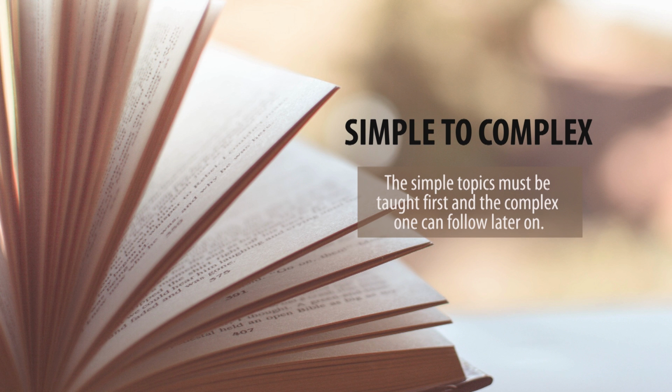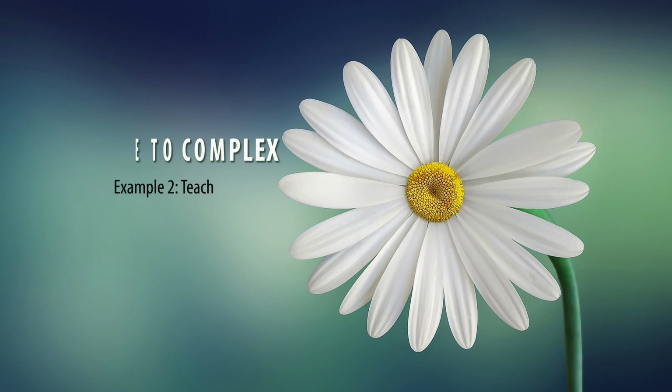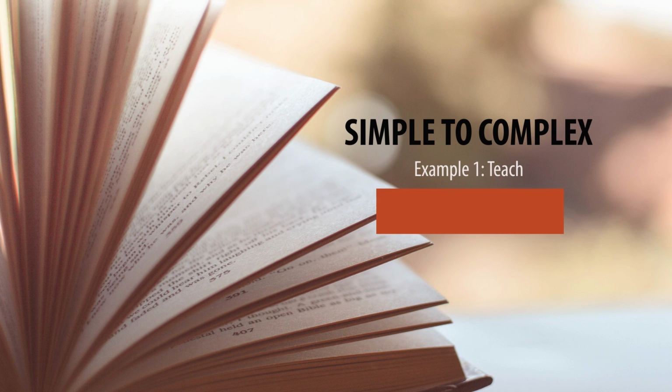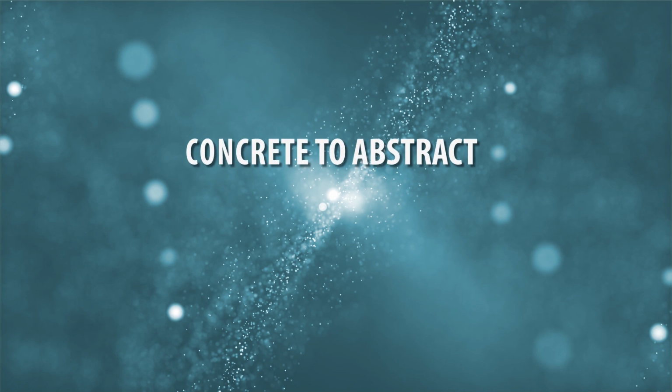For example, in a lesson on nature study, a child will understand the concept of flower first and thereafter its various parts. In a geography lesson, the teacher will take up a general study of a region or country first, later on the detailed and specific study. In a mathematics lesson, the teacher will first teach the concept of simple interest and then take up the topic of compound interest.